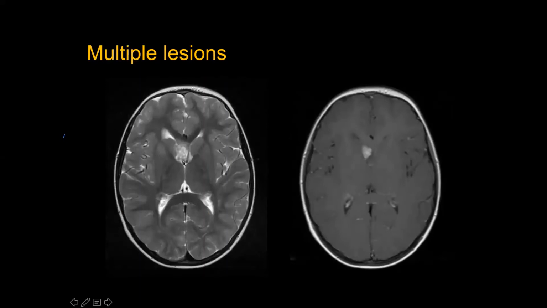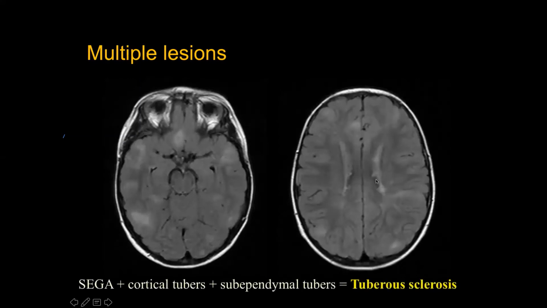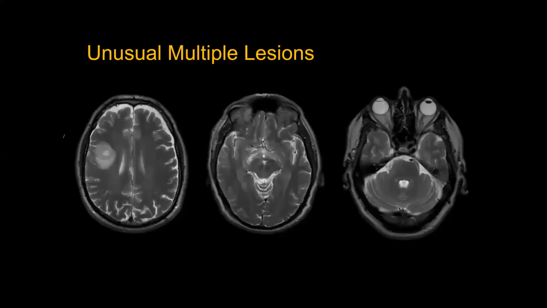A ventricular lesion adjacent to the foramen of Monro, enhances, little nodules here. Cortical lesions. These are cortical tubers, subependymal tubers. Full house is tuberous sclerosis.